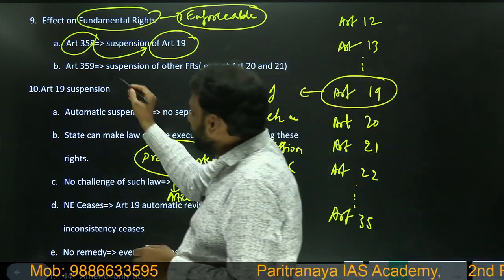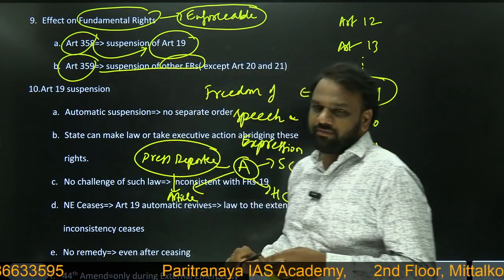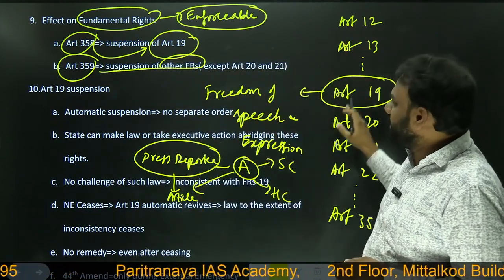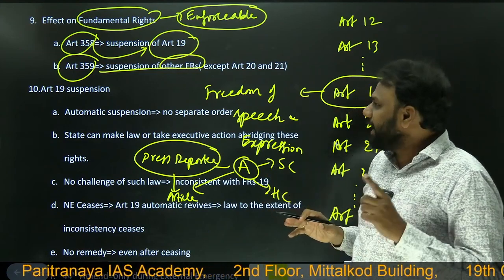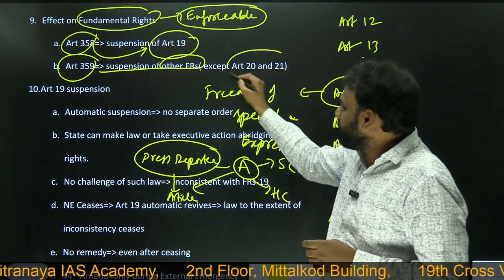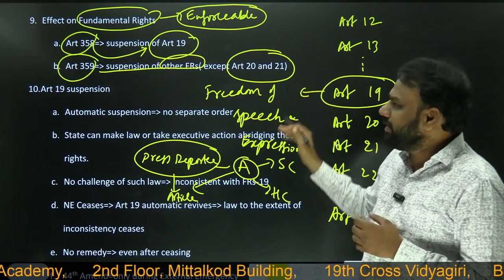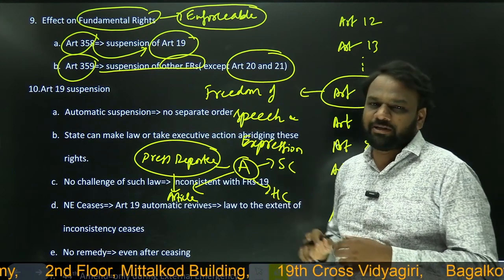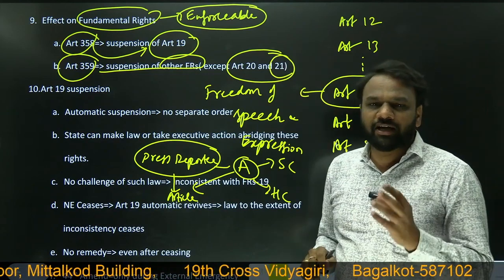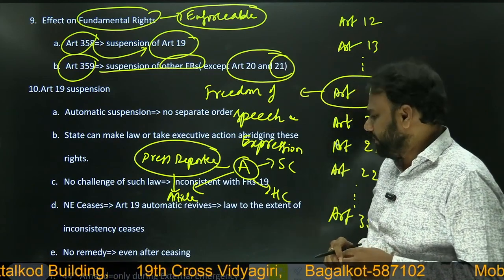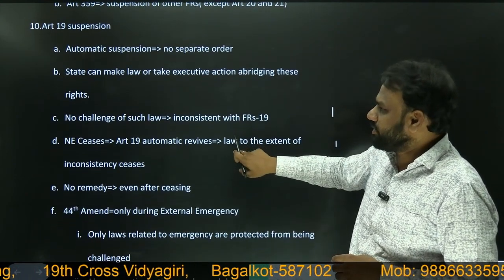Similarly, Article 359 of the Constitution deals with the suspension of all other fundamental rights. Apart from 19, we have many other fundamental rights from 12 to 35. So it deals with the suspension of all other fundamental rights except two: Articles 20 and 21. Fundamental rights guaranteed under Articles 20 and 21 cannot be suspended during national emergency. Among them, the important one is 21, which indicates right to life and liberty. Now we shall start the discussion about Article 19 suspension.